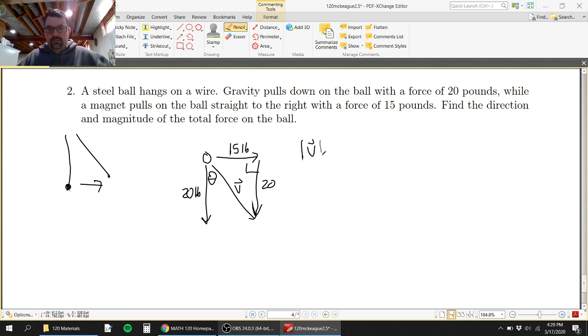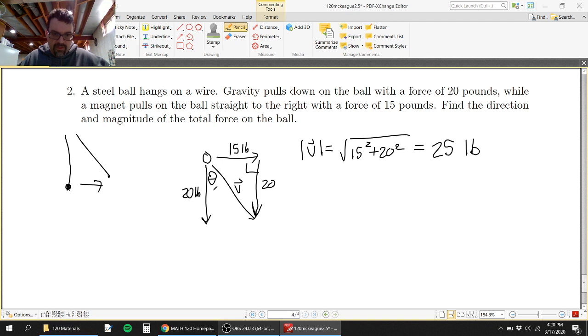Well, again, magnitude of V, this is a right triangle, so we don't have to get too complicated with the law of sines and cosines. We can just do SOHCAHTOA and Pythagorean Theorem. Square root of 15 squared plus 20 squared. It's actually a nice Pythagorean triple. It gives you 25. So the total force on the ball is 25 pounds.